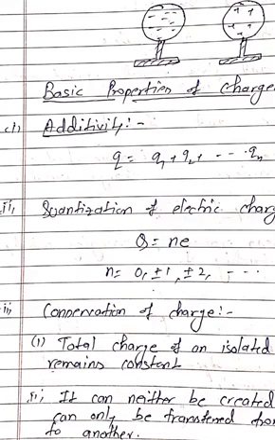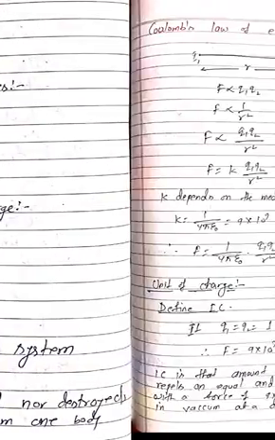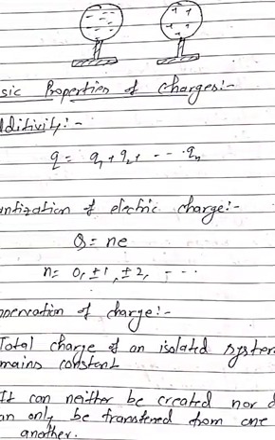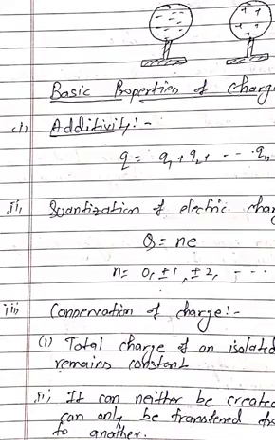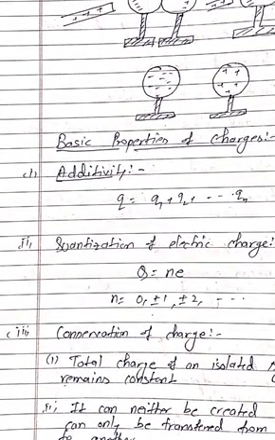The third one is conservation of charges. How can we explain it? Conservation means something which can never be created nor destroyed. It can only be transferred from one body to another body, from one conductor to another conductor. How, sir?